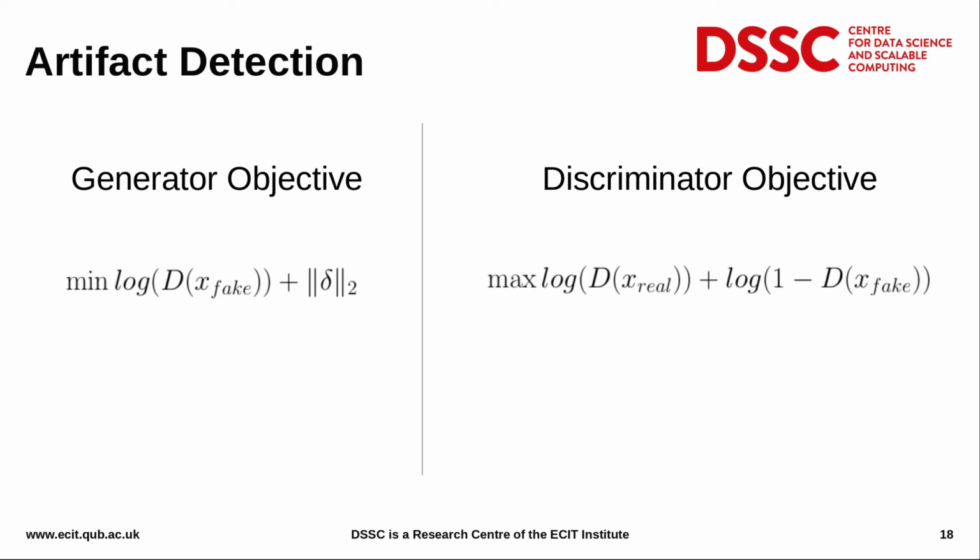The discriminator's objective is minimized by maximizing the score assigned to pixels sampled from real hematoxylin and eosin images, and minimizing the score given to samples produced by the generator.